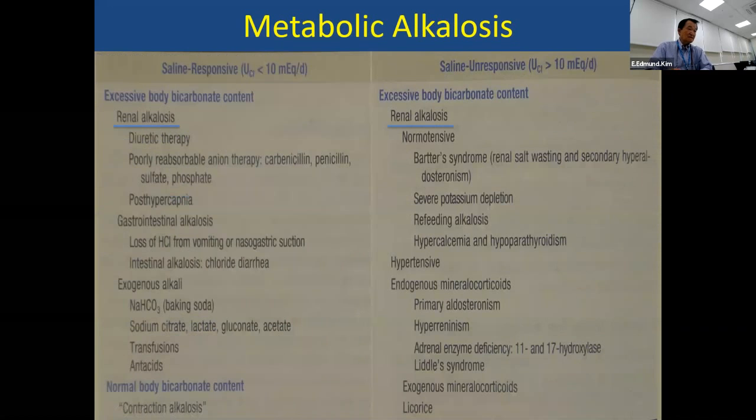So metabolic alkalosis. Clinically we do a saline challenge and see the response, and then make all this differential diagnosis. Renal alkalosis.